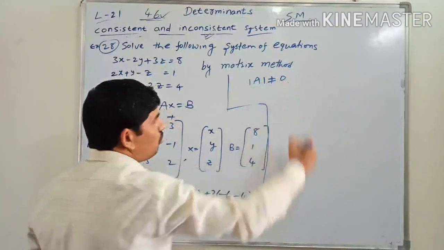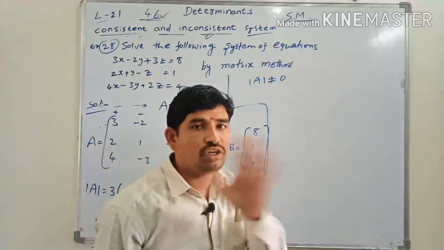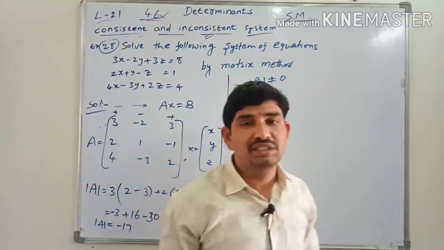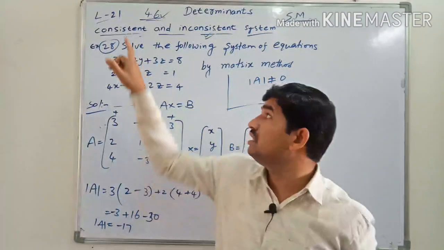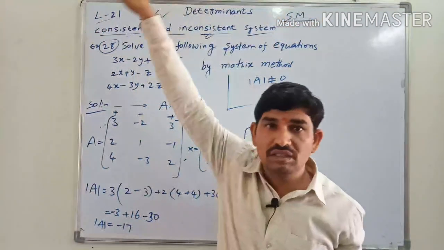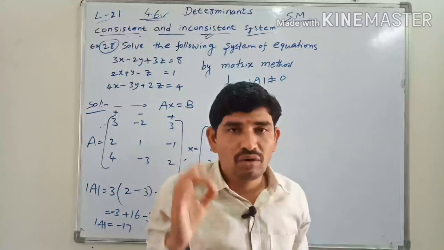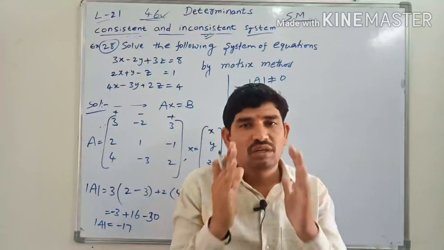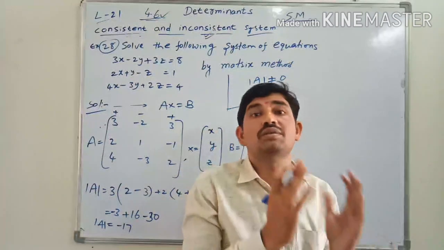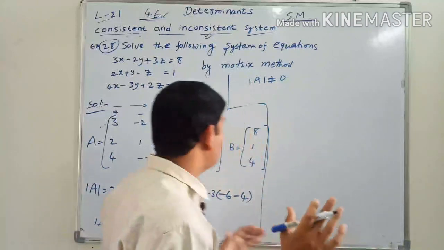Which is not equal to 0. So because we got the determinant of A is minus 17, which is not equal to 0. Suppose the determinant of A is not equal to 0, in yesterday's class, that is lecture number 20, this is actually lecture number 21. In lecture number 20 I already told how to complete it. Suppose he is giving the determinant of A is not equal to 0, how to get the solution. Please watch that class also.